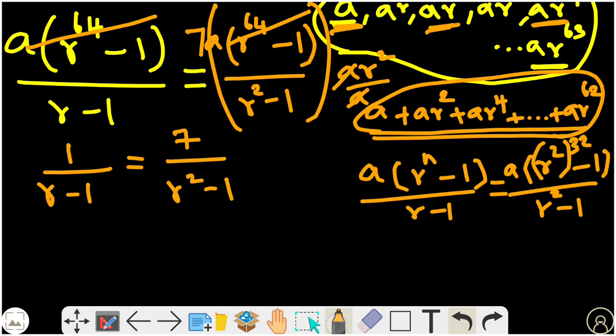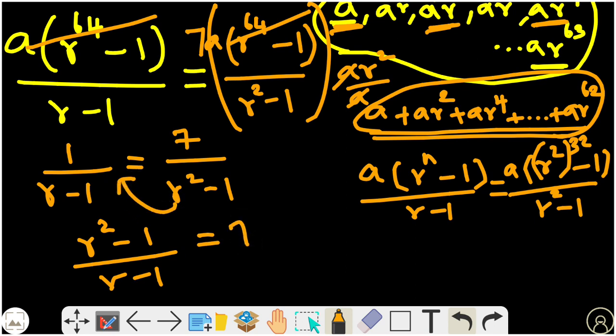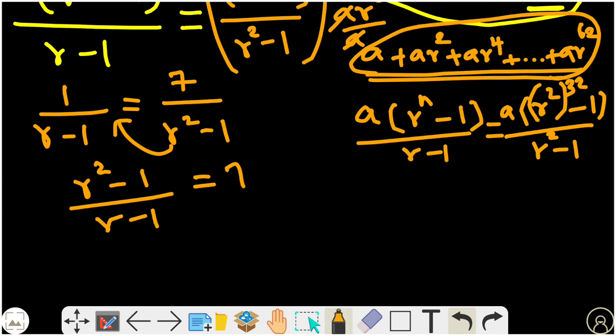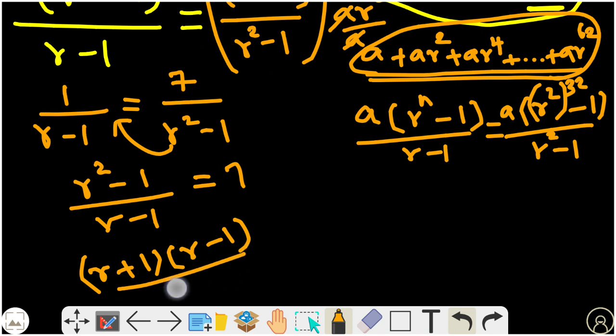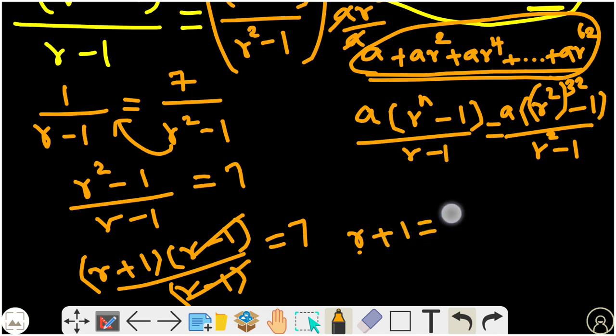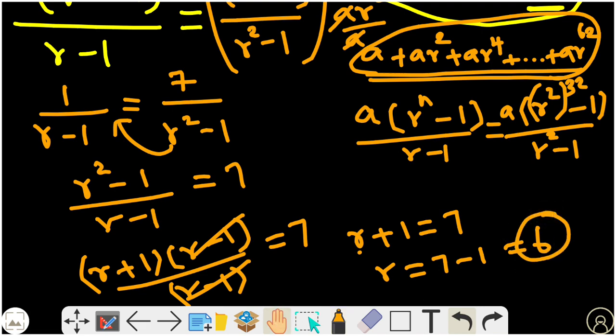Now we have to do the normal simplification. So r square minus 1 divided by r minus 1 is equal to 7. Then r square minus 1, a square minus b square, is r plus 1 into r minus 1 divided by r minus 1. So r minus 1 cancels. So r plus 1 is equal to 7, r is equal to 7 minus 1, that is 6. So r equals 6, the common ratio.